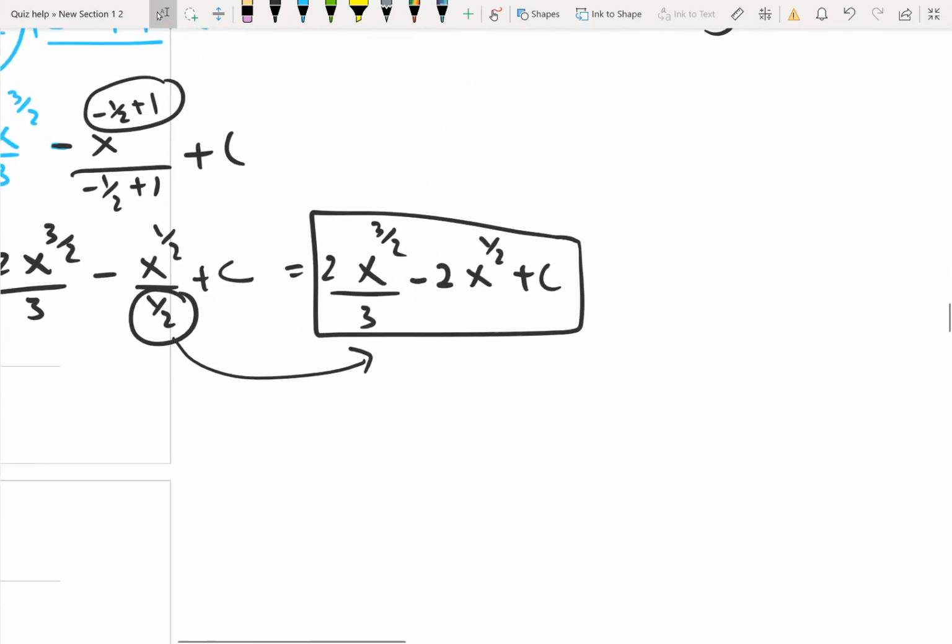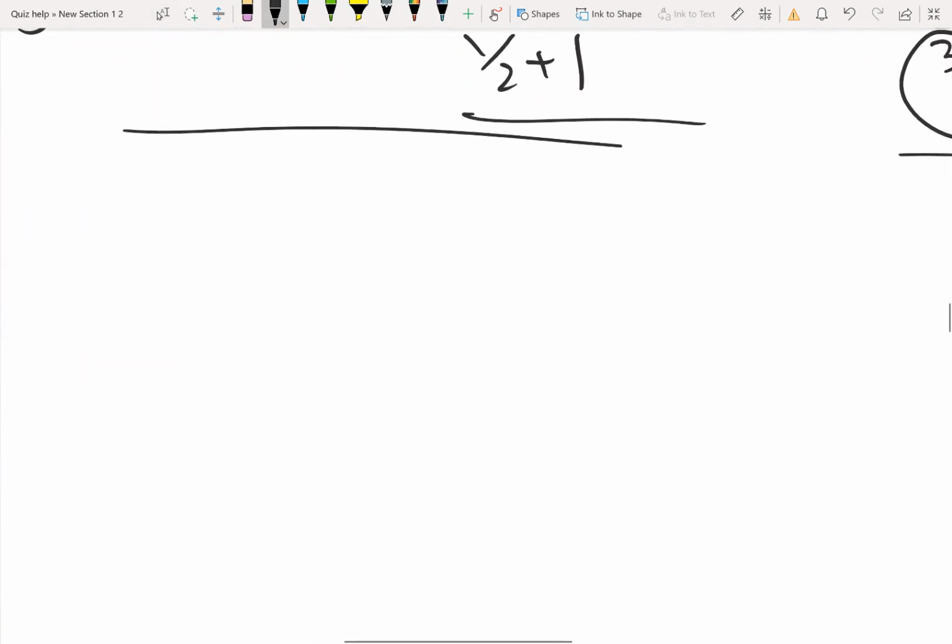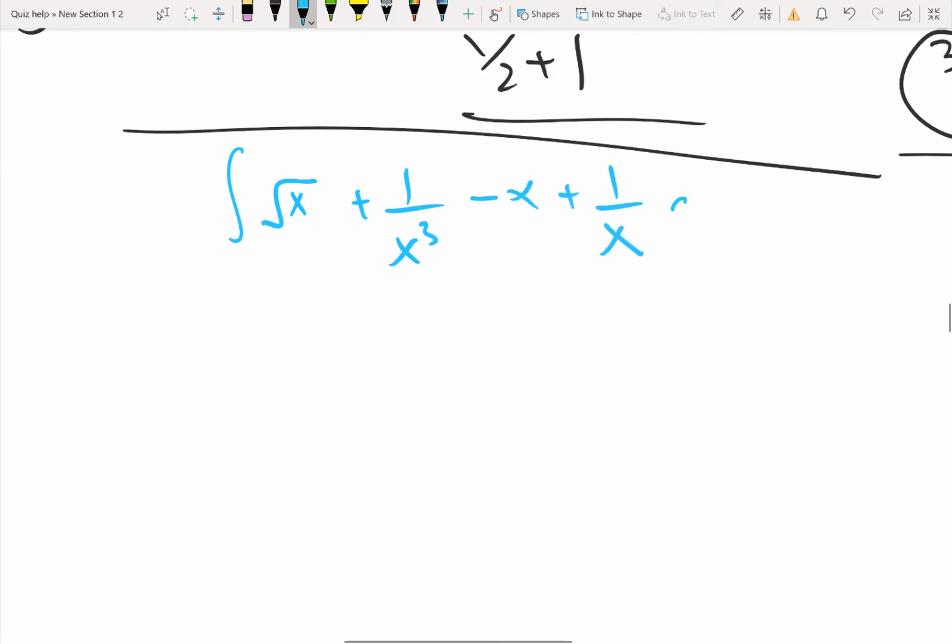So let's do question 4 and 5 here. Question 4 says the integral of square root of x plus 1 over x cubed, a little bit long, minus x plus 1 over x. We have to use all kinds of rules in this one integral. Those are the types of questions that you get in your exams and homework.